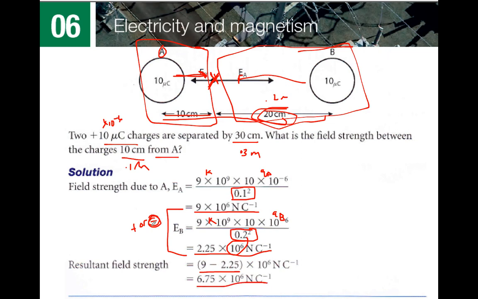So why would I subtract them? Why would I not add them together? And it all goes back to the beginning. This is a positive 10 microcoulombs. This is a positive 10 microcoulombs. Since they're the same charges, they're going to repel. They are going to repel each other. So we're going to subtract it.